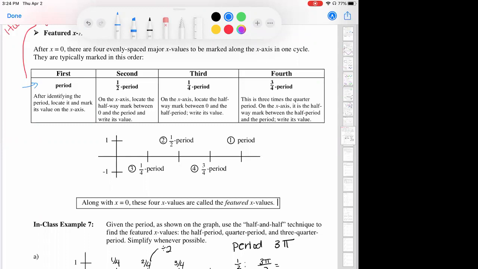Third, 1/4 period. On the x-axis, locate the halfway mark between zero and the half period, and write its value. So we take our period, divide by two, and divide that by two. Fourth, 3/4 period. This is 3 times the quarter. So this is 1/4 of the period, the quarter. On the x-axis, it is the halfway mark between the half period and the period. Write its value.